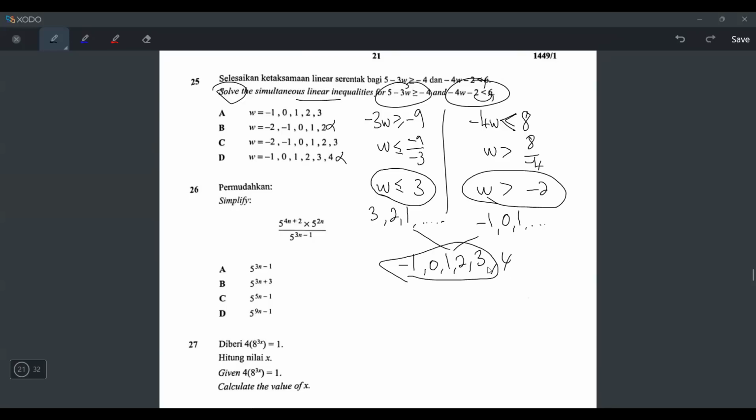It cannot be 4 already because they already say W has to be smaller or equal to 3, but 3 is included because of the other line. And also the smallest value is negative 1, not negative 2, because there is no line here. So this is the answer. So the answer is A. All right.